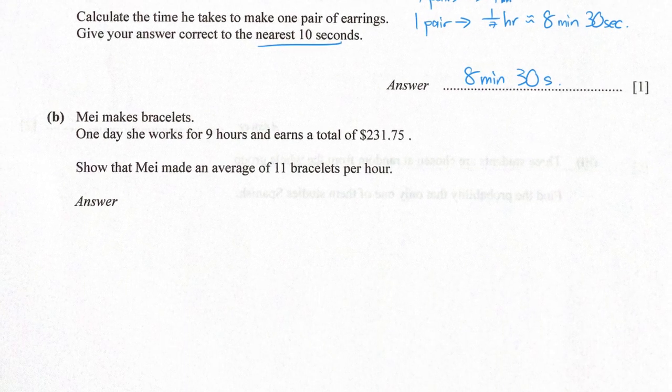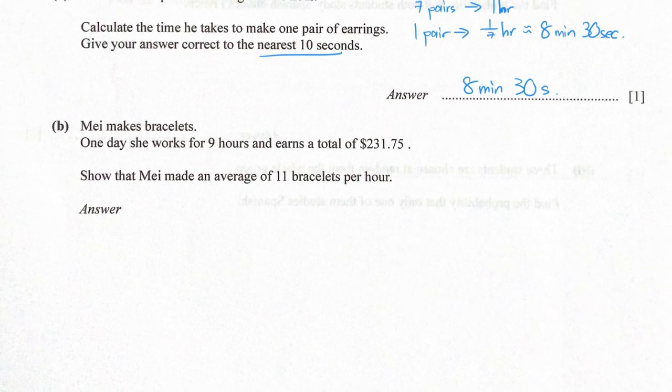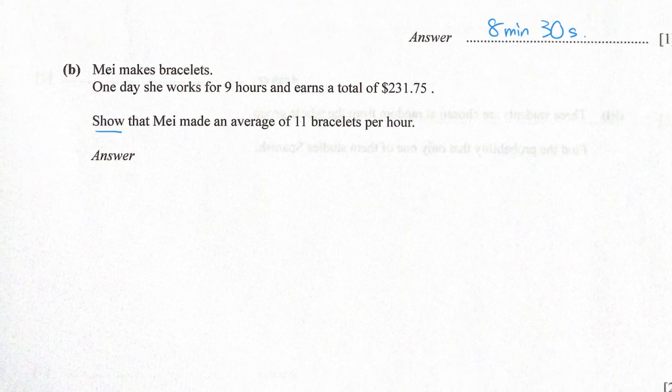Next, a different person, May, makes bracelets. One day, she works for 9 hours and earns a total of $231.75. Show that May made an average of 11 bracelets per hour. So remember, there's a basic and there's an additional amount that she earns, right? So with the given information, let's put everything together and solve the question.